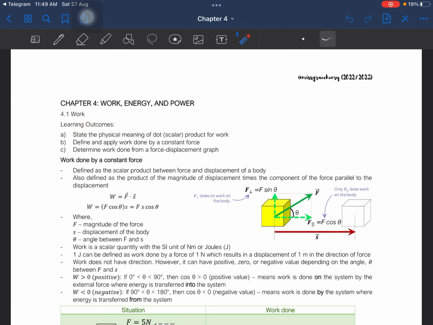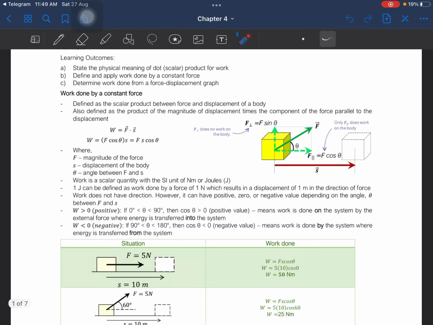In this subtopic, you have to be able to state the meaning of dot product for work, define and apply work done by a constant force, and lastly, determine the work done from a force displacement graph. Work done by a constant force is defined as the scalar product between force and displacement of a body. That is the definition of work done. This might be asked in UPS, but not in PSPM. PSPM is focused mainly on calculations.